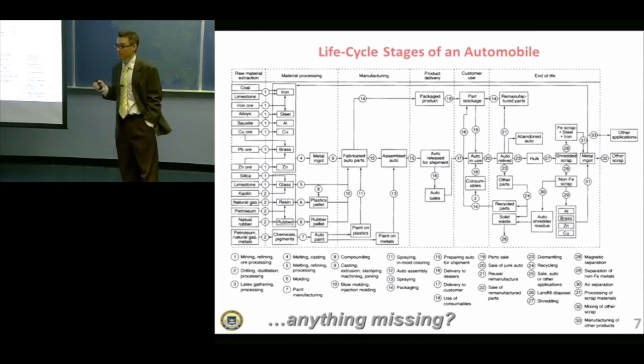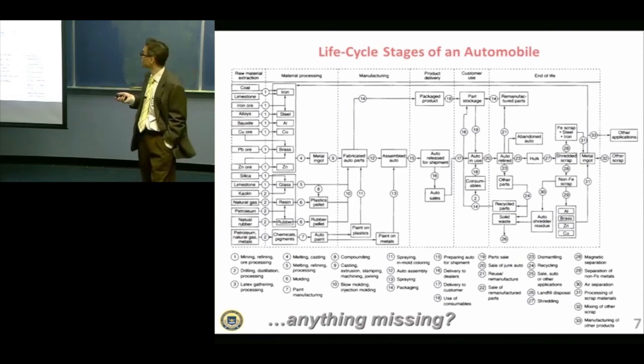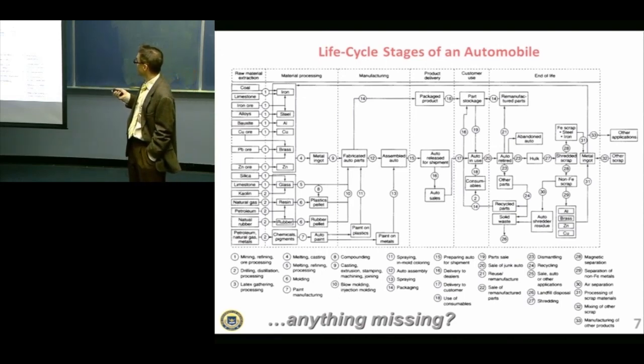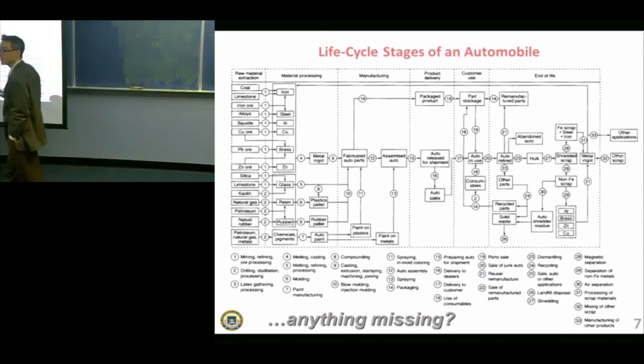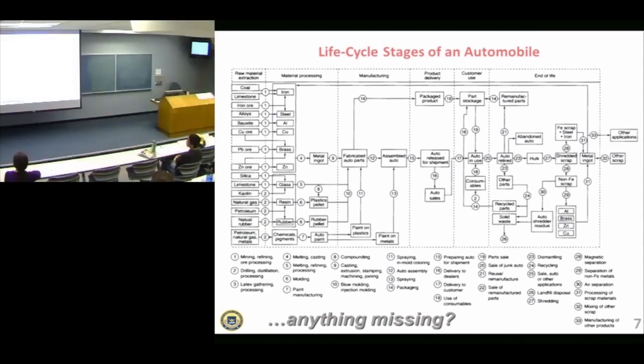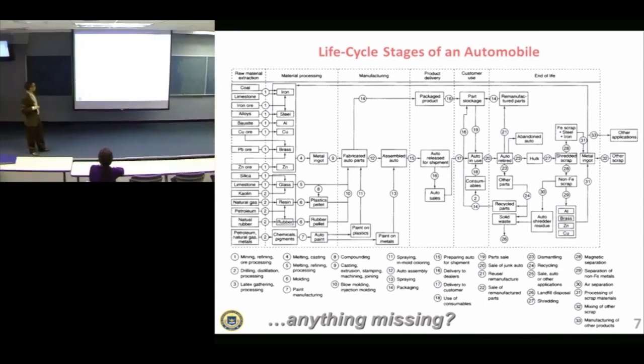I assume also, when people have repairs on the car, they might take out one part and put in a new one somewhere during the life cycle. So repairs, that's part stockage going into the auto and use. Consumables like wiper fluid, that's here too. Go ahead. Energy input? Say again? Energy input. To what? To anything. Like when you assemble the automobile, you need electricity, for instance.